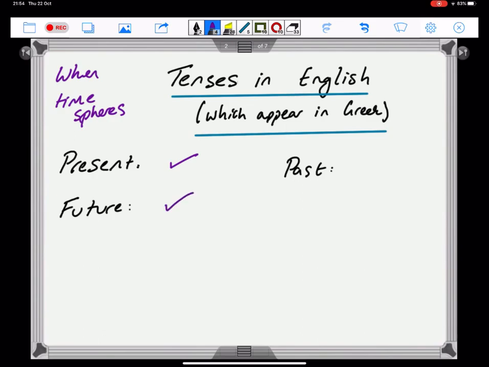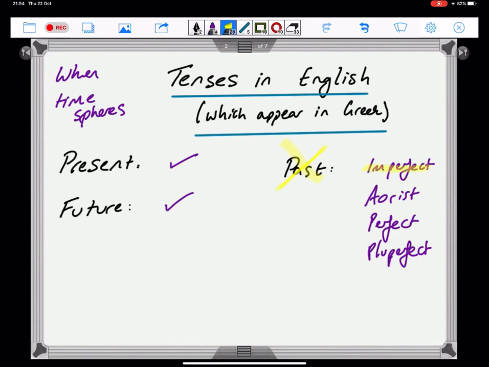When it comes to the concept of past, however, that's not a set of terms I want to hear you using of Greek, because what we actually have is a series of four things to think about. You have the imperfect, aorist, perfect, and pluperfect. We're going to ignore those last two at the moment and focus on those first four.